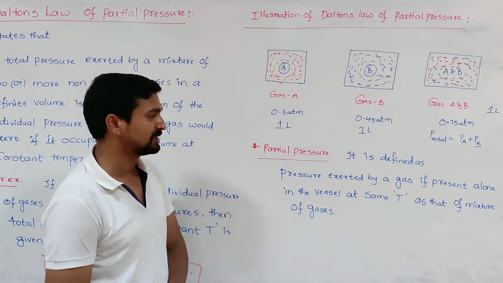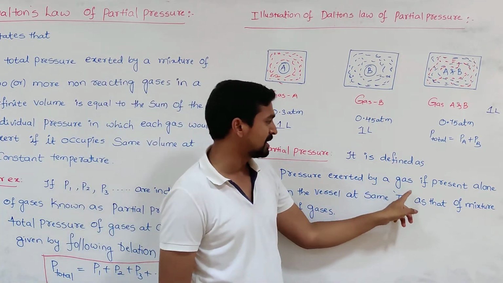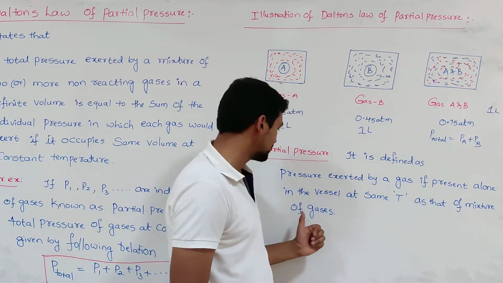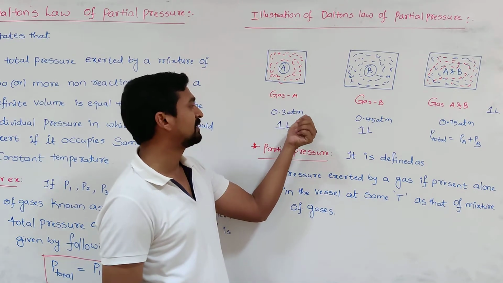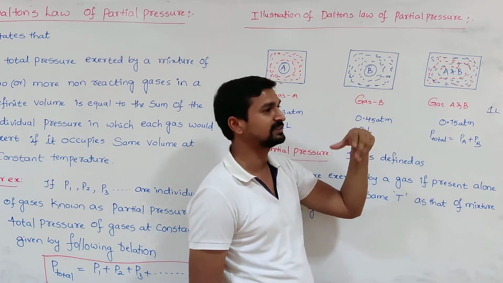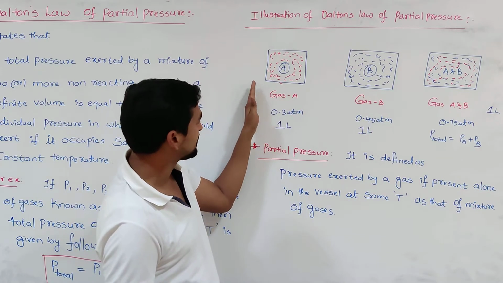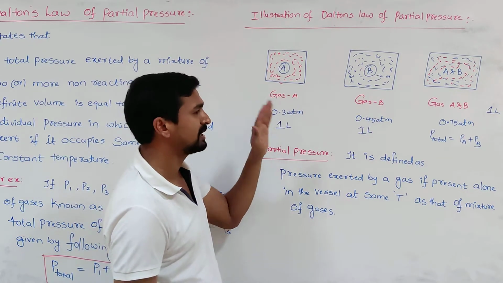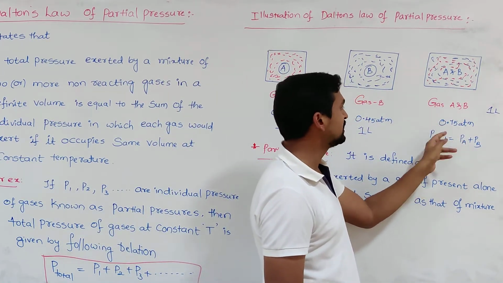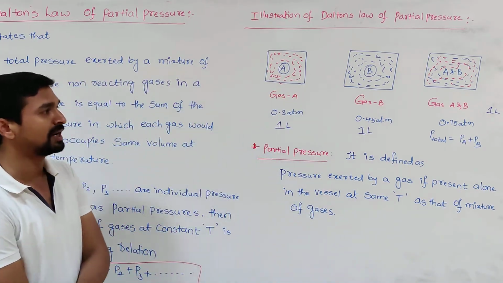Here, what do we mean by partial pressure? Partial pressure is defined as the pressure exerted by a gas if present alone in the same vessel at the same temperature as that of the mixture of gases. Whenever it is alone, whatever pressure it exerts, and whenever it is mixed, if those pressures are the same, that is said to be the partial pressure. When gas A is present alone, it exerts 0.3 atmosphere. The same gas A, when mixed with B, also exhibits the same pressure. That pressure is called the partial pressure.